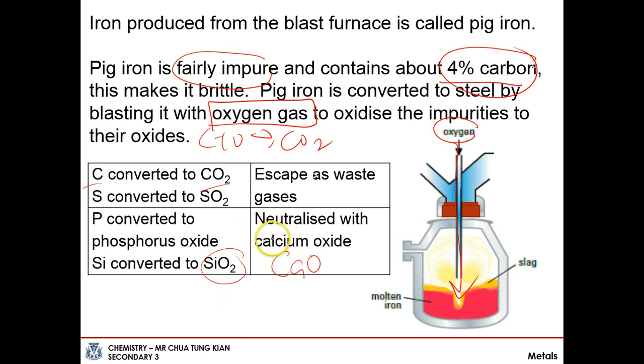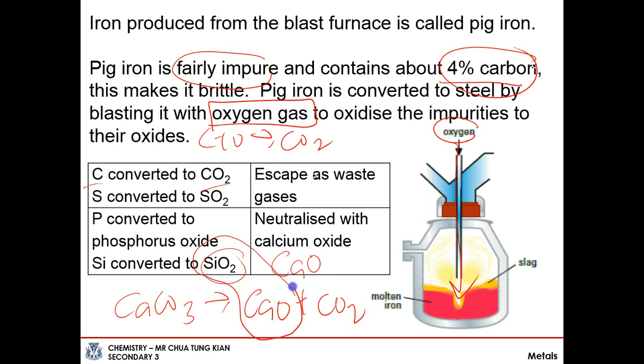So if you recall, the calcium oxide is formed from the decomposition of limestone. CaCO3 gives you CaO plus CO2. And CaO plus SiO2 gives you CaSiO3, which is also known as slag.